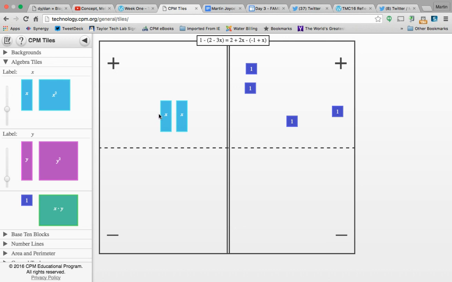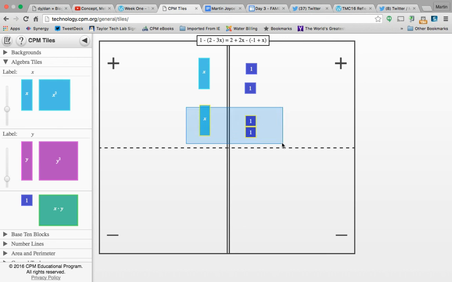We should be able to see how to do that, but if we don't, we can see that this 2x can be divided into 2 equal groups, while this 4 unit tiles can be divided into 2 equal groups. So we can see that if 2x equals 4, then 1x is equal to 2. Therefore, we can remove this, showing us that x is equal to 2.